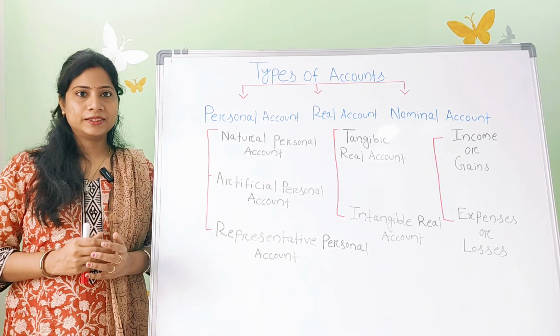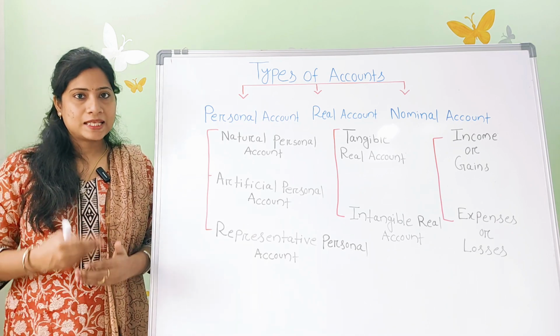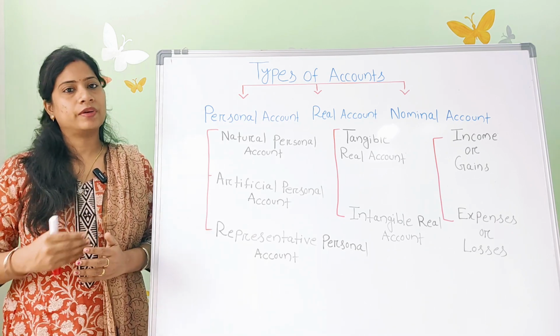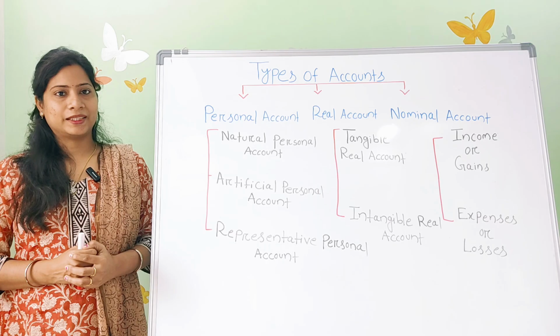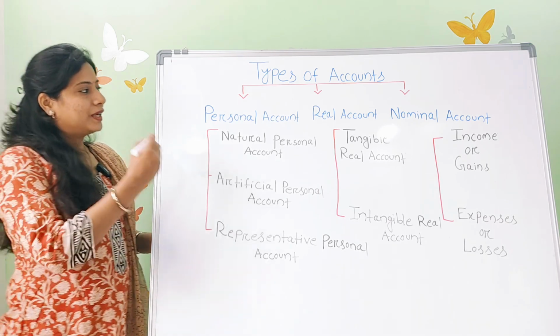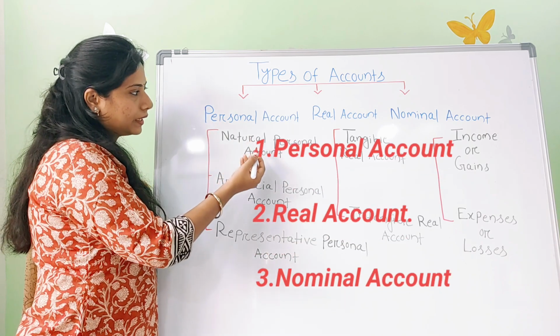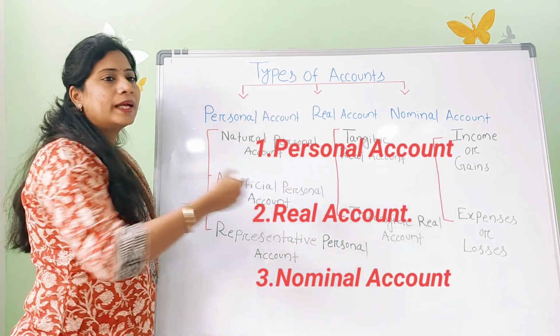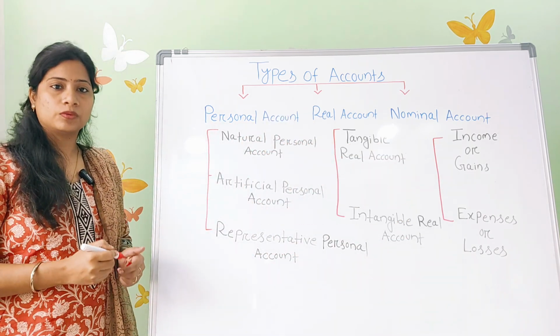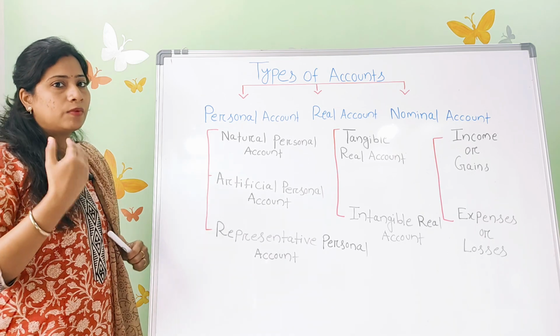Last class we learned the meaning of accounting. In this class we will learn types of accounts. So let's get started. There are mainly three types of accounts. The first one is personal account, second one is real account, and third one is nominal account. Okay, so let's see one by one.